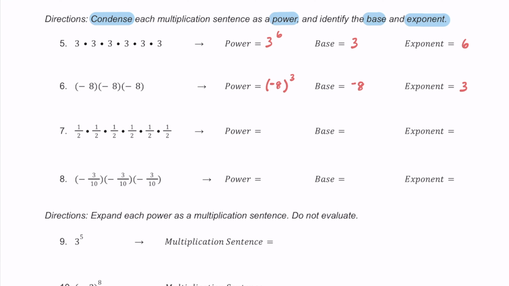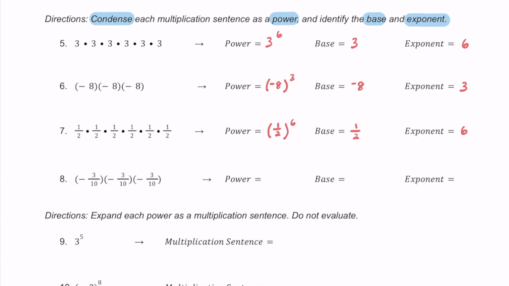Okay. For number 7, we have a half times a half times a half times a half times a half times a half. So it looks like there are 6 of these here. So when we're writing the power, when we are given fractions, we really should put them in parentheses. So let's put 1/2 in parentheses, and there are 6 of them. So let's raise that to the 6th power. The base here would just be the fraction. So we can have fraction and decimal or rational bases as well as integer bases or whole number bases. The exponent here is going to be a 6 because there's 6 of those halves being multiplied together.